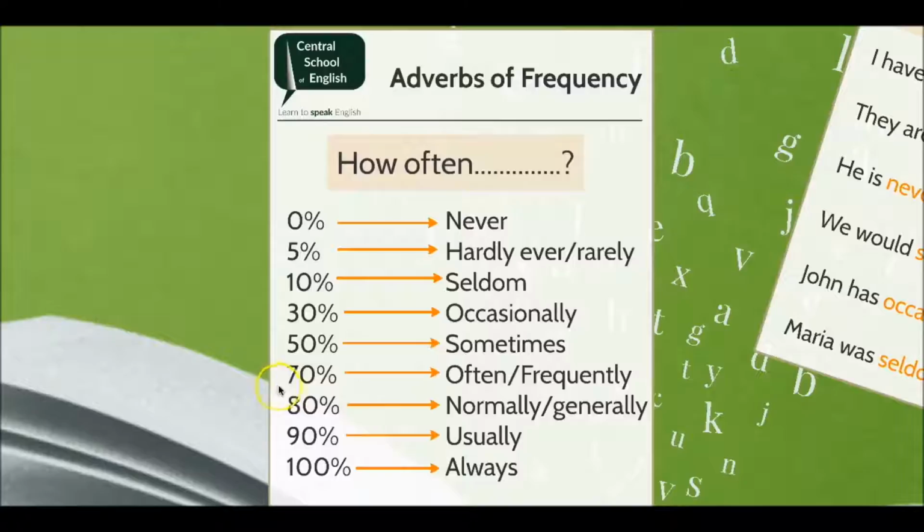If we do something 70% of the time, we can use the adverbs often or frequently. If we do something 80% of the time, we can use the adverbs normally or generally. If we do something 90% of the time, we can use the adverb usually. If we do something 100% of the time, we can use the adverb always.